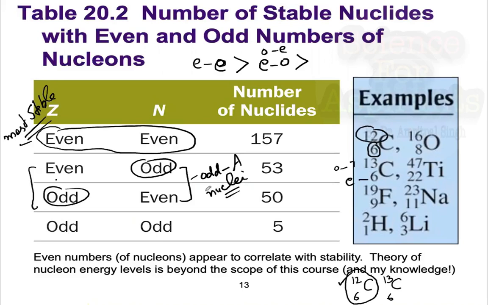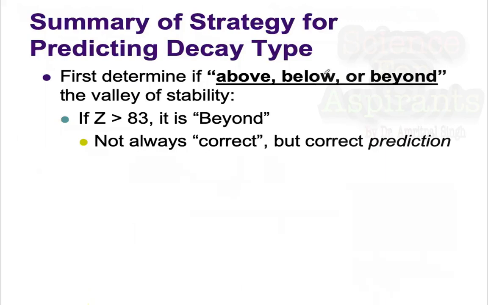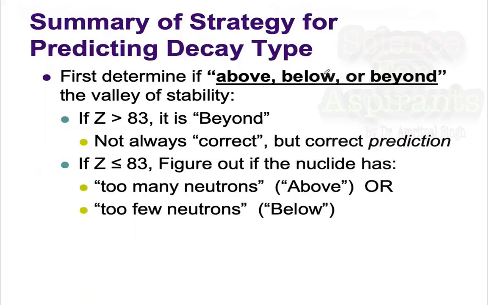Similarly, the least stable or unstable nuclei are those which have an odd number of protons and an odd number of neutrons. So they are the least stable nuclei. There are almost 5 such nuclei which are the least stable. Now, this is the summary which I have explained to you: if Z is greater than 83, then these are unstable nuclei.